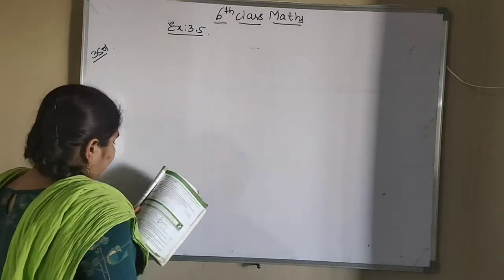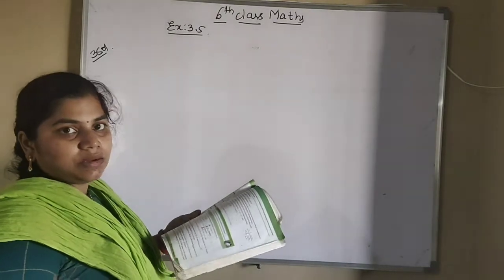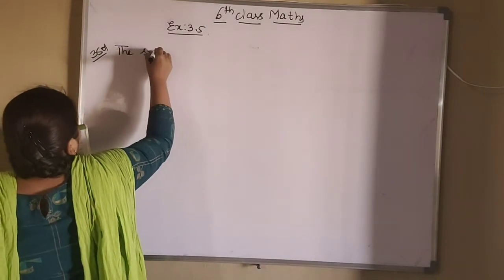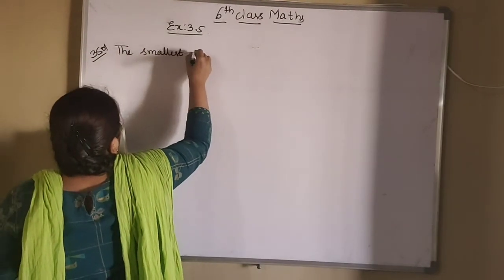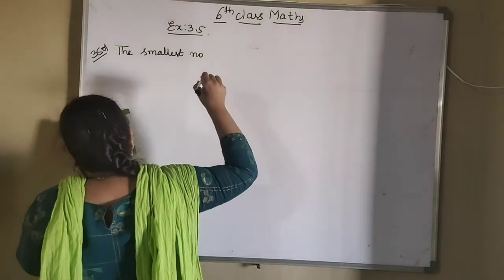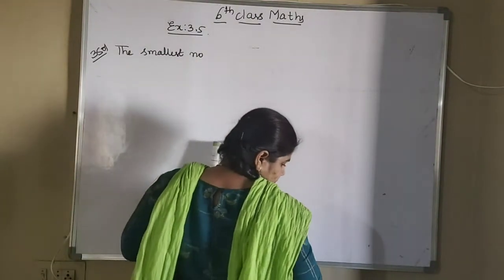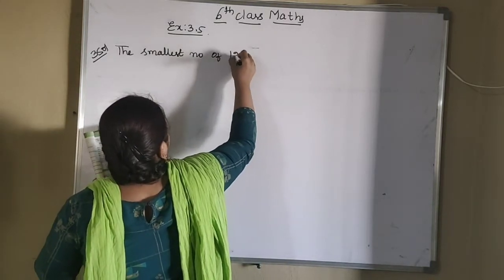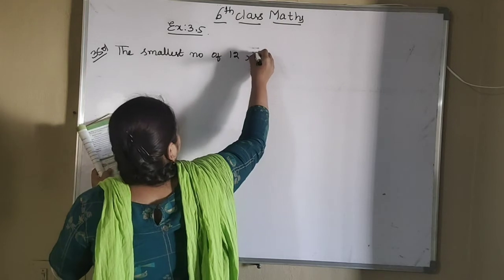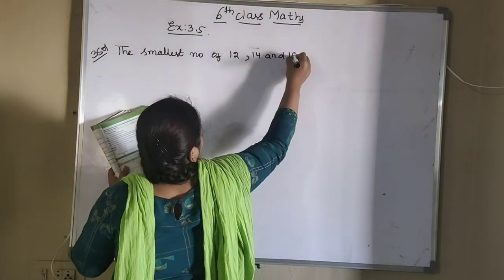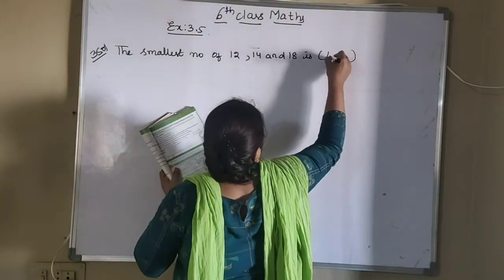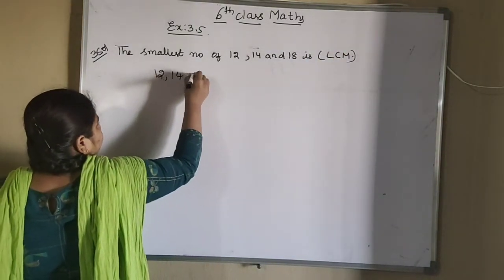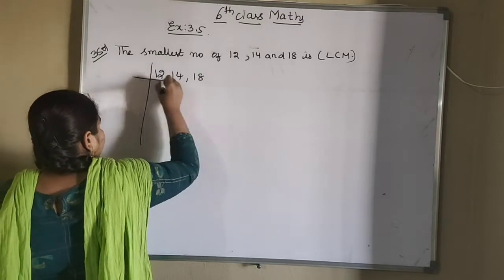So what we have to find here, smallest number. Smallest is nothing but LCM we have to find. So the smallest number of 12, 14 and 18 is, what we have to do? We have to do the LCM here. So LCM of 12, 14, 18, I am doing the division method here.